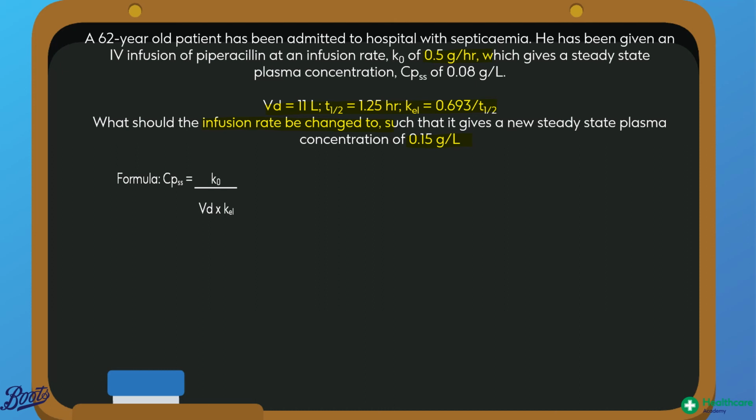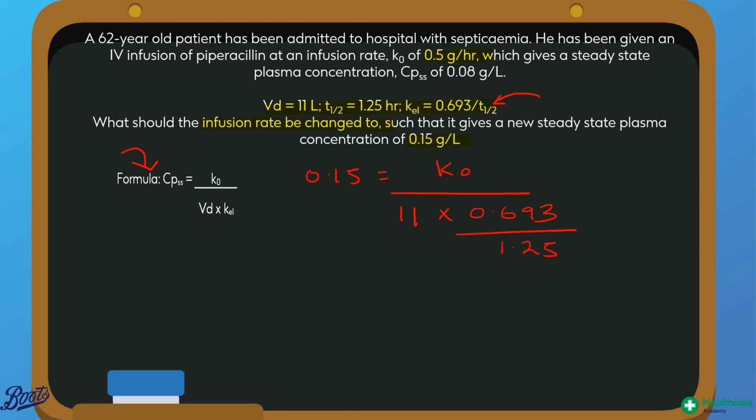Now, if you look closely, you'll have two formulas that you need to work with. You've got the overall steady state plasma concentration formula, and you also have the elimination rate constant formula that we're going to use. So our value is 0.15 equals the infusion rate, which we don't know yet, that's what we're working out, divided by the volume of distribution, which is 11, multiplied by the elimination rate constant, which is 0.693, divided by 1.25, which is our half-life.